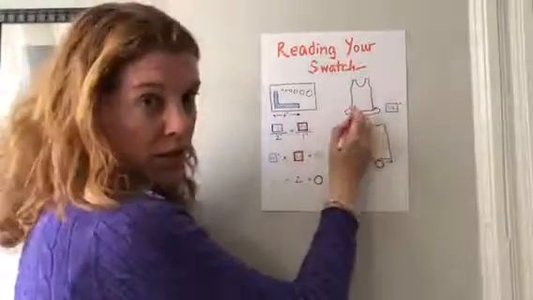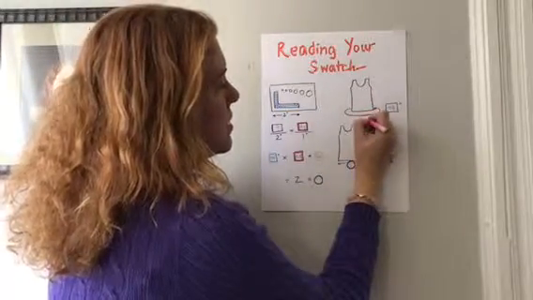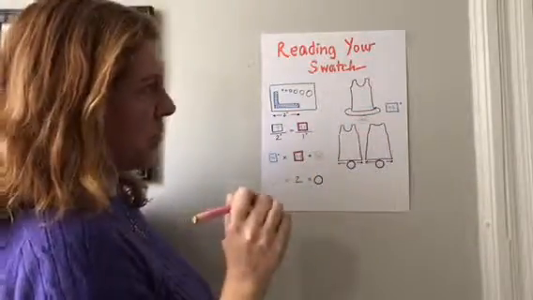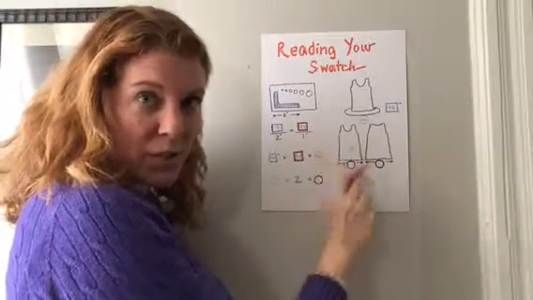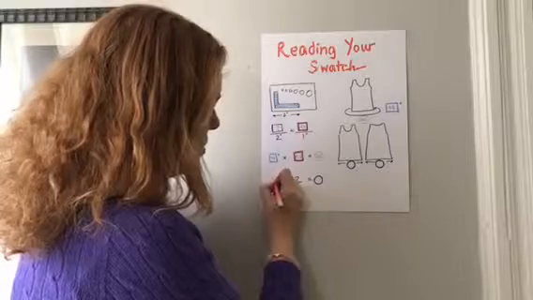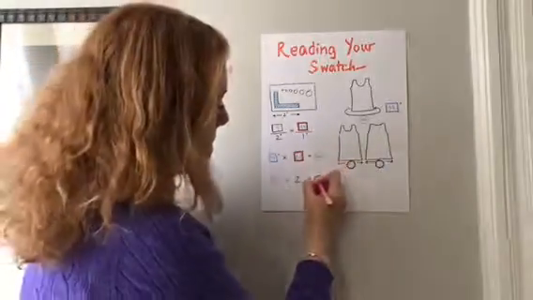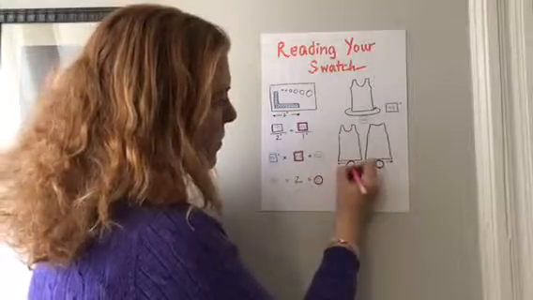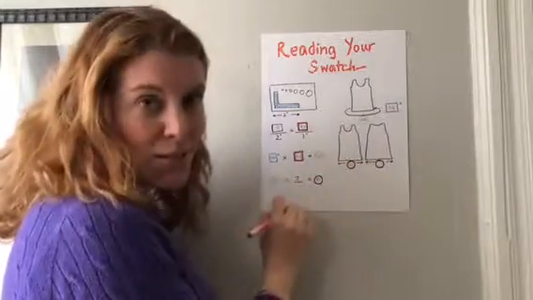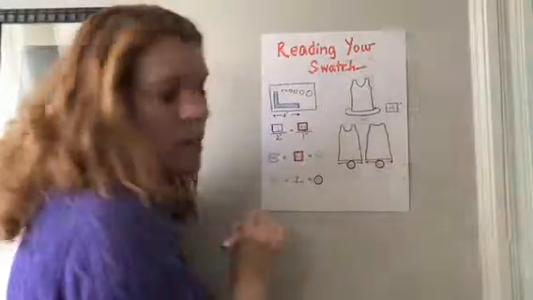So if you were working this sweater in the round, you would cast on 162 stitches. If you were working it in two pieces, the front and the back, you would take 162, divide it by 2, and that gives you 81. So I'll cast on 81 stitches for the front of my sweater and 81 for the back.